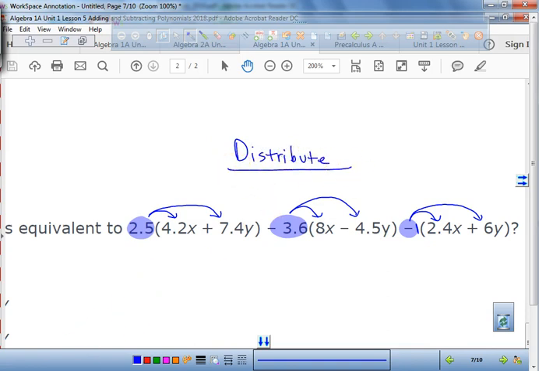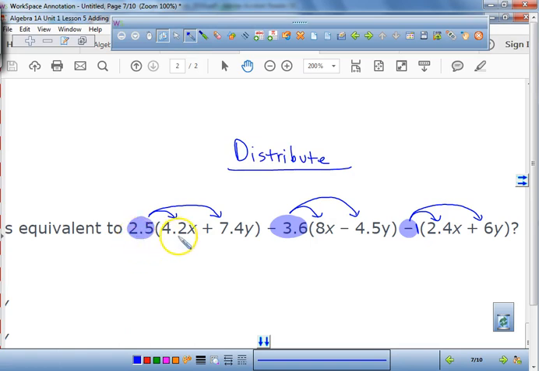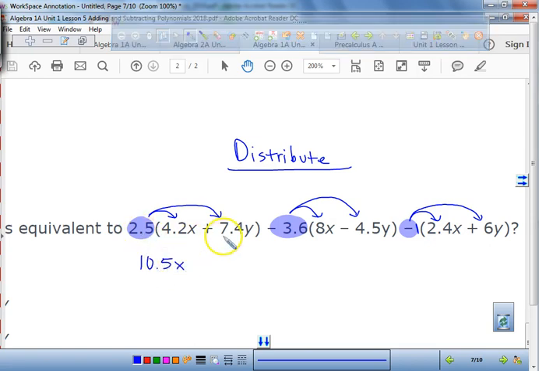Distribute right now. All right, we have 2.5 times 4.2. What do we get? 10.5x is correct. Now we have 2.5 times 7.4. What do we get? What do you get? 18.5y is correct. Good.